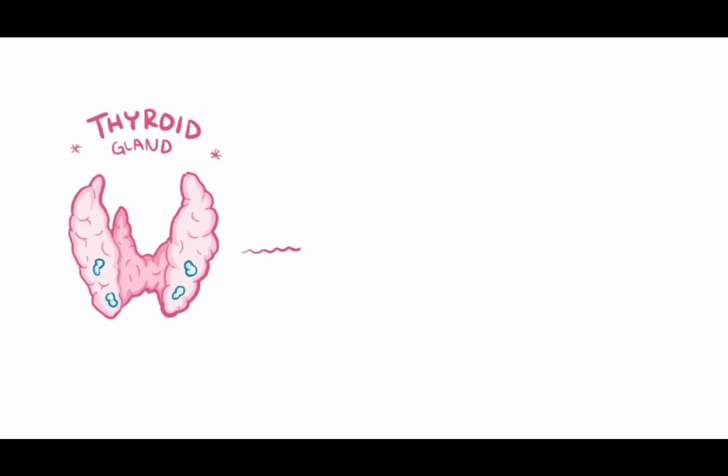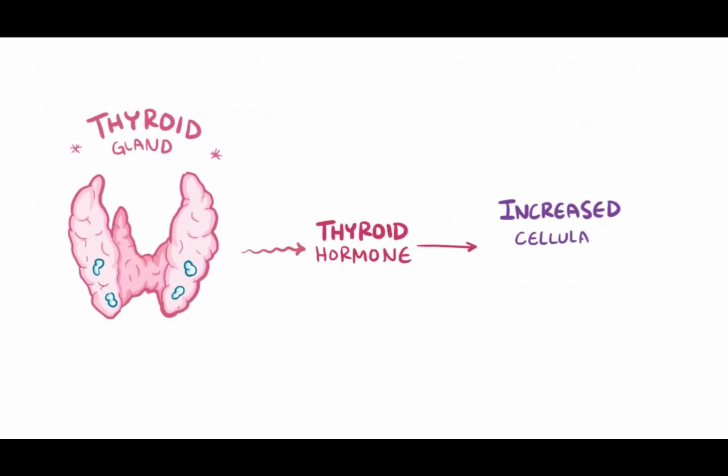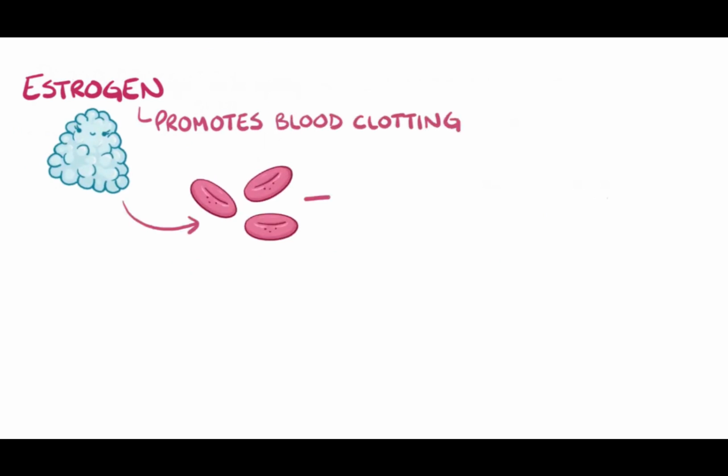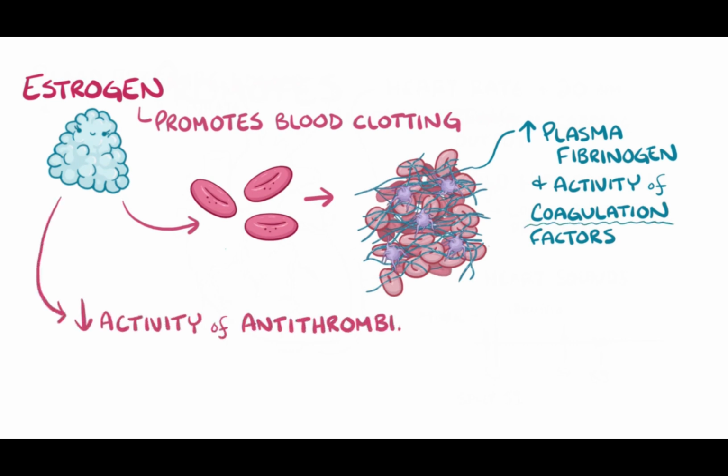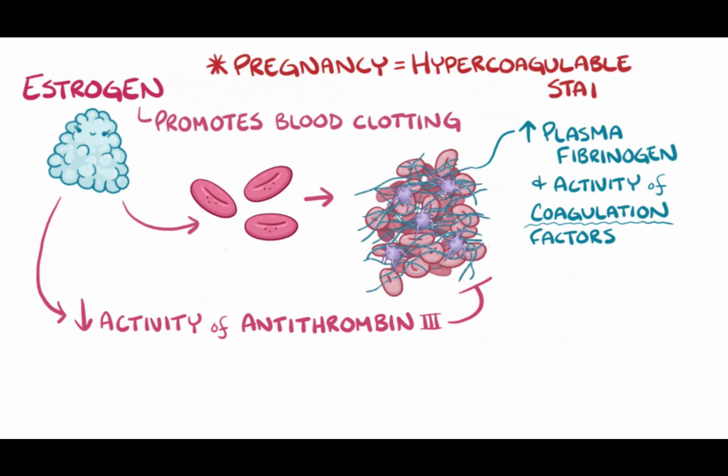Other glands that are affected by pregnancy include the thyroid gland, which turns out more thyroid hormone to increase the cellular basal metabolic rate in order to meet the demands of the pregnancy. Finally, estrogen also promotes blood clotting by increasing plasma fibrinogen and the activity of coagulation factors, as well as enhancing platelet aggregation, all of which normally promote coagulation. At the same time, estrogen decreases the activity of antithrombin 3, which normally inhibits coagulation. Therefore, pregnancy is a hypercoagulable state, and it makes sense for it to be this way, so there will be as little bleeding after delivery as possible.